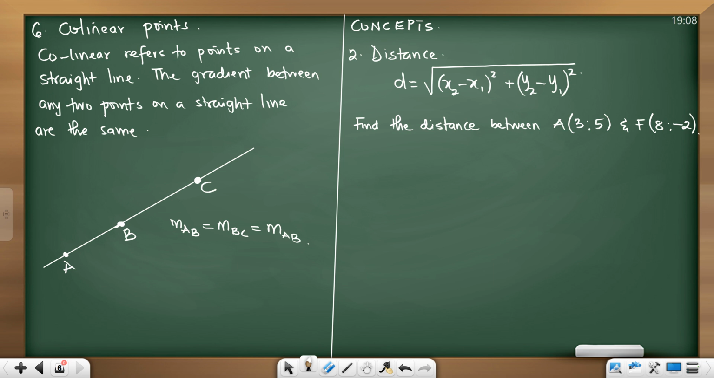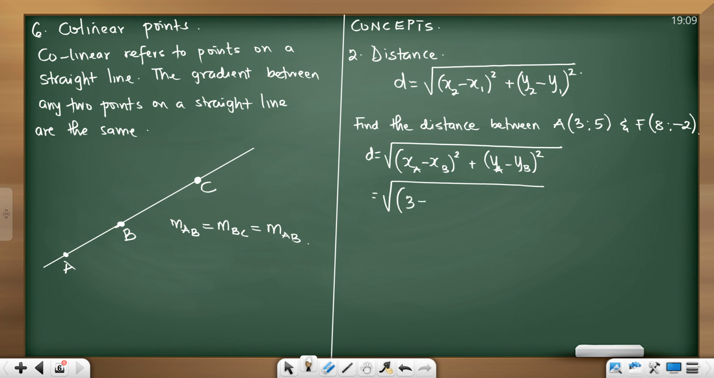Quickly, we substitute, right? D will be the square root of (xa minus xb) squared plus (ya minus yb) squared. It's always important to write the formula to make my substitution easy. What's the x value of a? 3. Oh, I have f, not b.